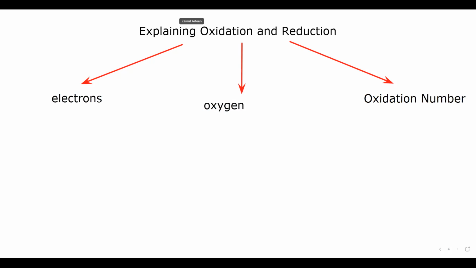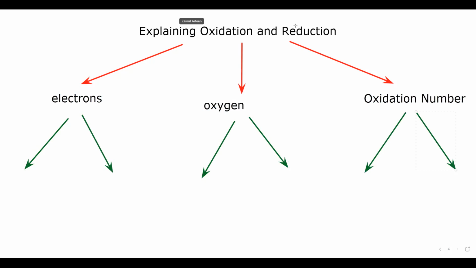So in terms of electrons, in terms of oxygen, or in terms of oxidation number. If it is in terms of electrons, oxidation means loss of electrons. Reduction means gain of electrons.